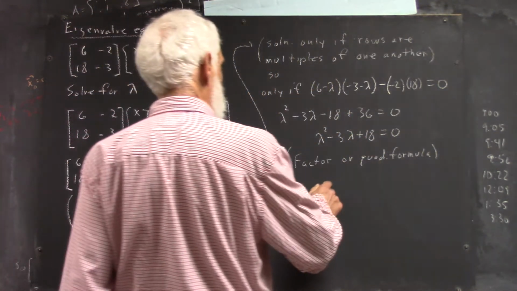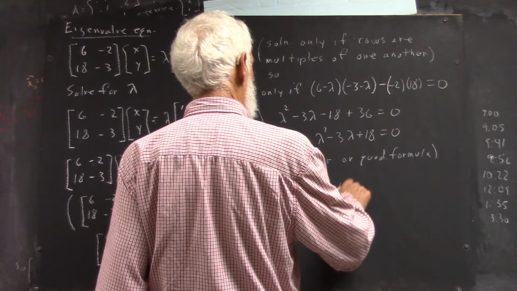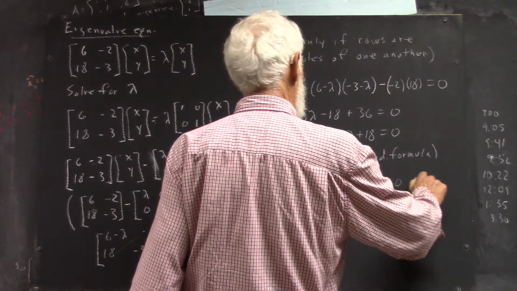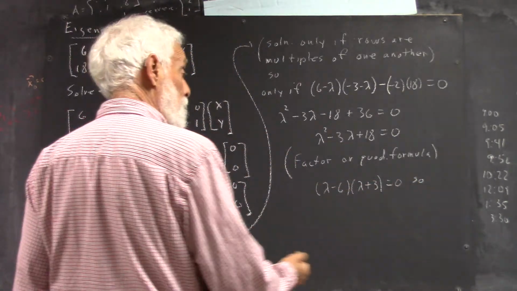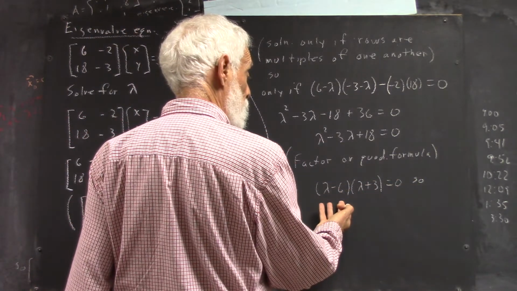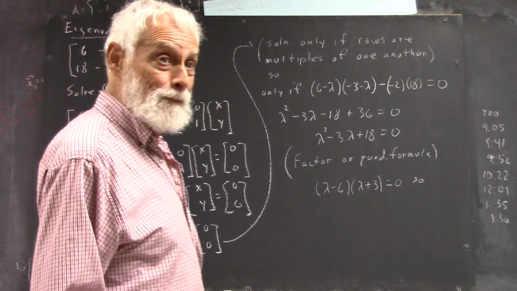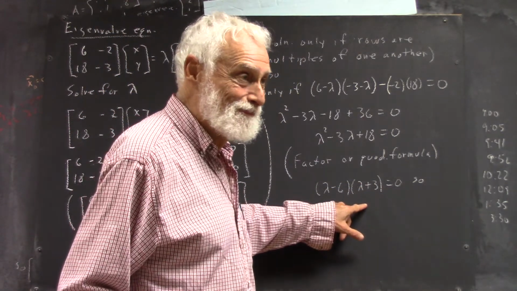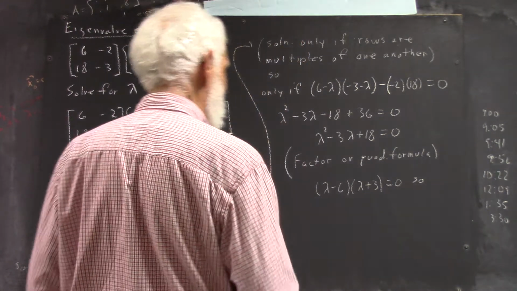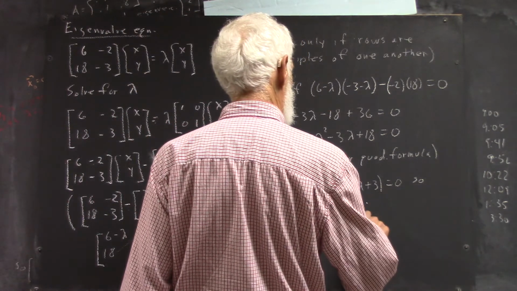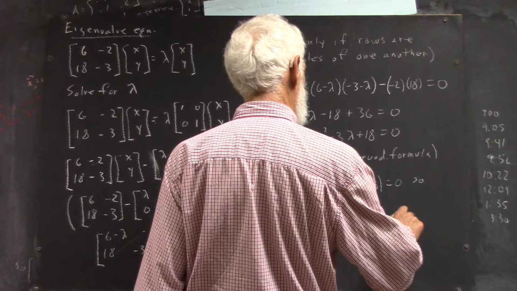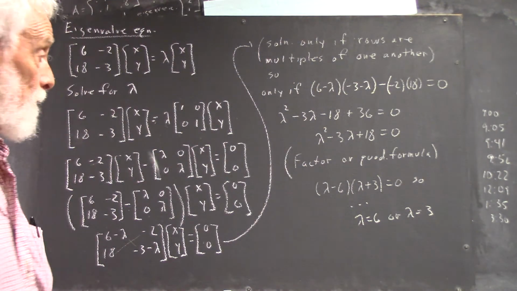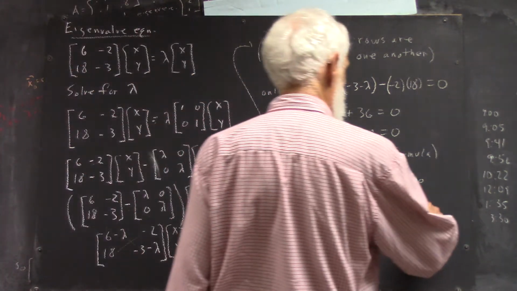Anyhow, we go on to solve this. Well, the easiest thing is by factoring. Lambda minus 6 times lambda plus 3 equals 0. And the only way that can be is if either lambda minus 6 is 0 or lambda plus 3 is 0. Because if one of these isn't 0, their product isn't 0. Okay? And then that tells you lambda equals 6 or lambda equals negative 3.